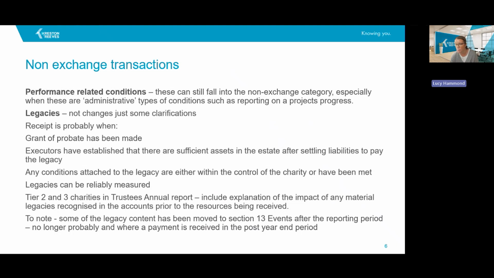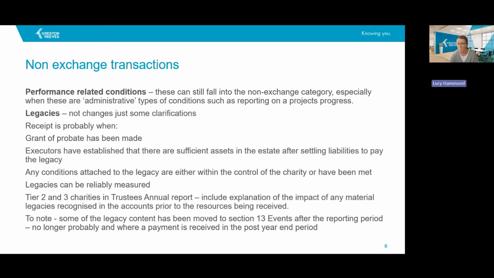Just a couple of key areas to pick out today. It is really important to remember that income with performance-related conditions can still be categorised as non-exchange transactions. And this is especially true when those performance-related conditions are more of an administrative nature.